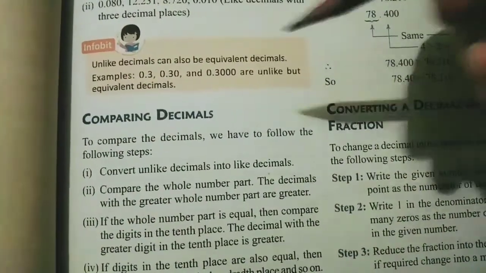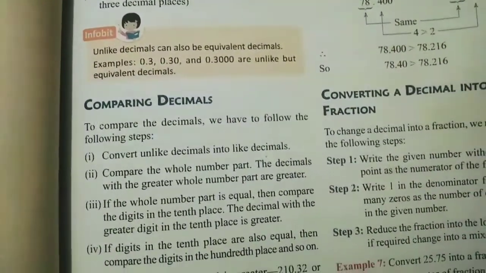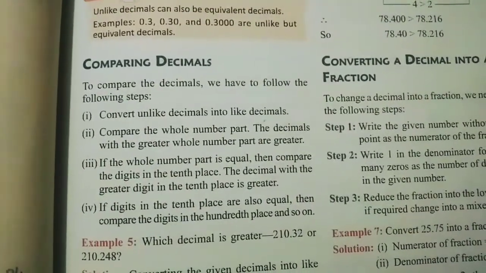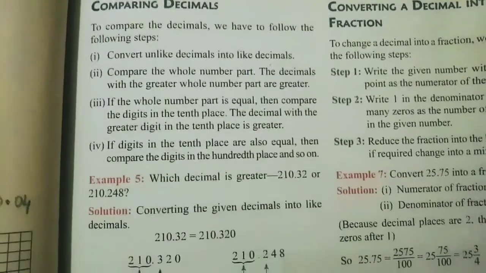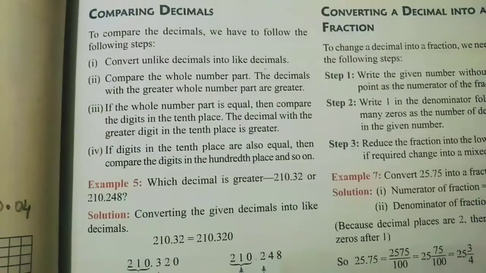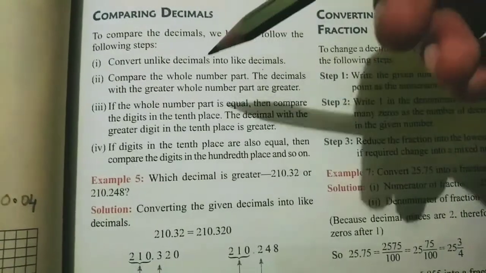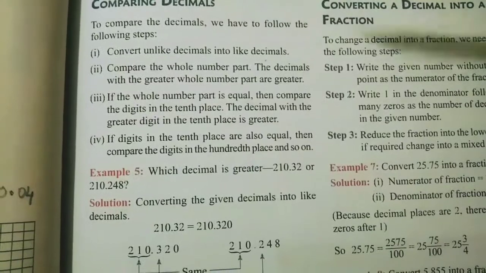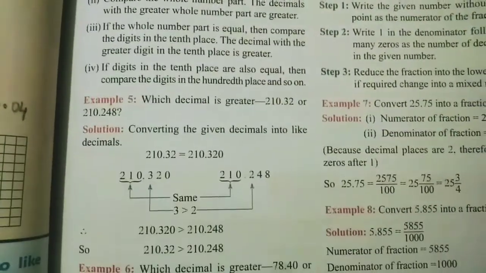Now next topic, comparing decimals. How can you compare decimal numbers? Which is greater, which is smaller, and which are equal? Like you have seen in fractions how to compare fractions, which is greater, which is smaller, that means you have to arrange in ascending or descending order. Here also same thing. Comparing decimals means you have to compare which decimal is greater, which is smaller, and arrange in ascending order or descending order.